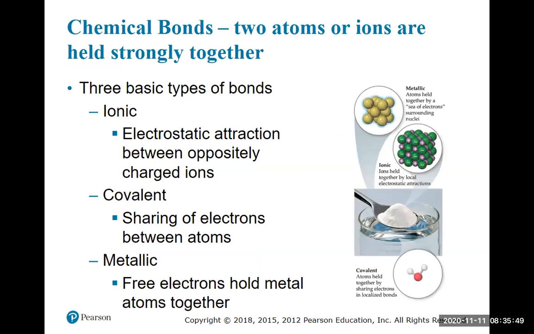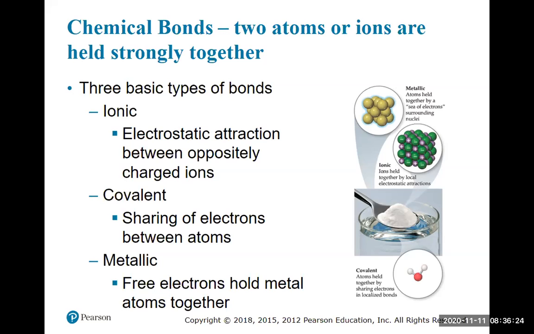So when we talk about chemical bonds, what we're talking about are 2 atoms or ions that are held together in some fashion. And there's 3 basic types of bonds. One is ionic. In an ionic bond, you have an electrostatic attraction between oppositely charged ions. So once again, our old opposites attract taking place here in an ionic bond.